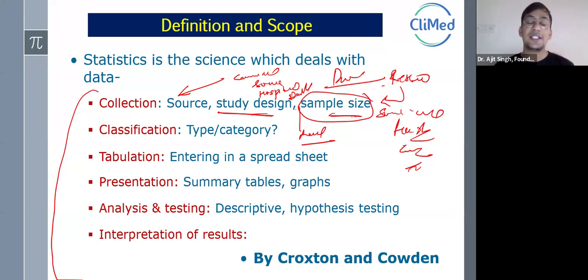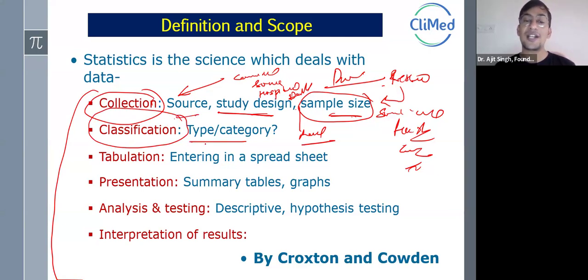Okay, so you collect the data from the source, according to the sample size and study design. The first step of any research is data collection. Then, based on the data collection, you look at the data, refine the data, and check what kind of data it is, what type or category of data it is.